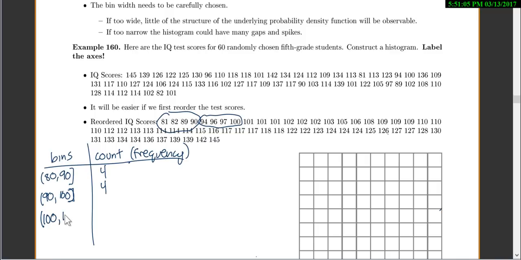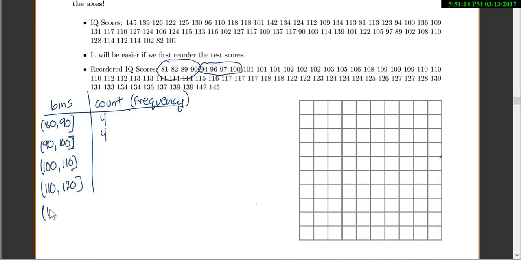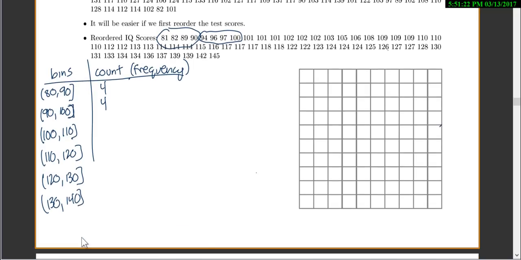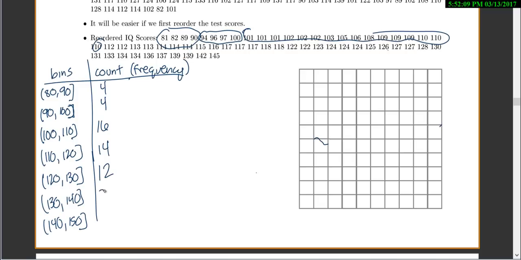And 100 to 110. 110 to 120. 120 to 130. 130 to 140. And I need to go 140 to 150. So go ahead and count them on your own. See what you have. Make sure you're not double counting anything. And so I get 16, 14, 12, 8, and 2.